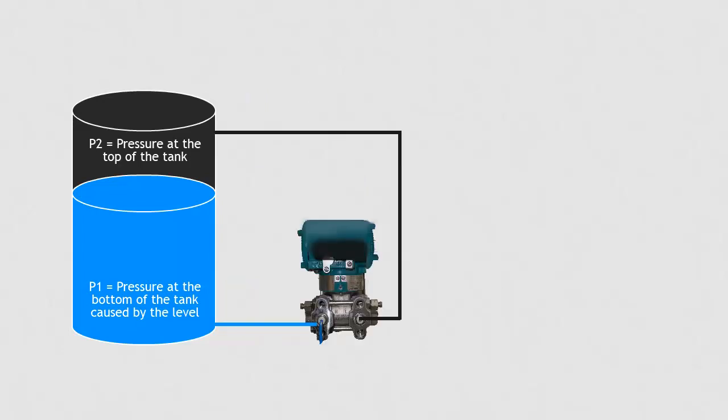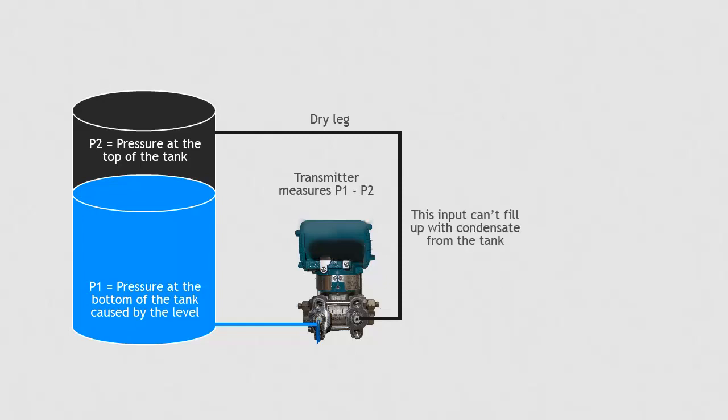A second solution is to use a differential pressure transmitter where the high side pressure input is connected to the bottom of the tank and the low pressure input of the transmitter is connected to the top of the tank. The transmitter will read the difference, which is the level reading. The capillary connected to the top of the tank is called a dry leg. There is no condensate on the transmitter input. This solution will only work if the gas at the top won't condense in the capillary and allow fluid to develop in the compensating leg.